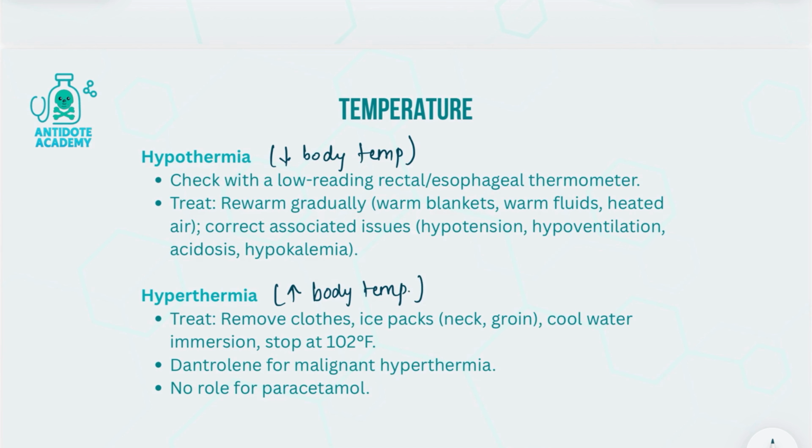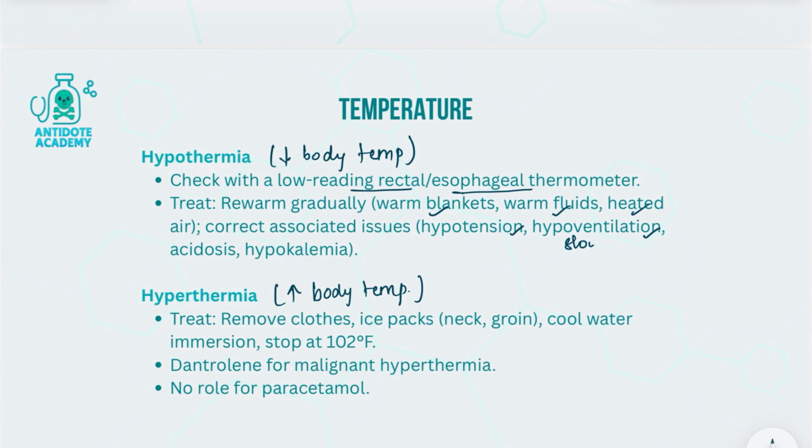Let's understand what happens in hypothermia. How do we check that? We use a low reading thermometer, rectal or esophageal. Why do we use this kind of thermometer? Because normal thermometers may not give accurate results. Next, how do we treat these patients? We use warm blankets, warm IV fluids, and heated air. And if there are associated issues like low blood pressure or hypoventilation, we have to treat those first.